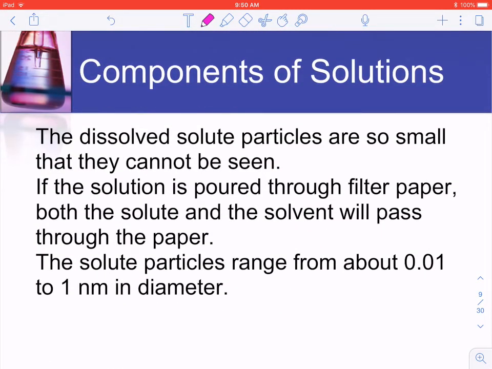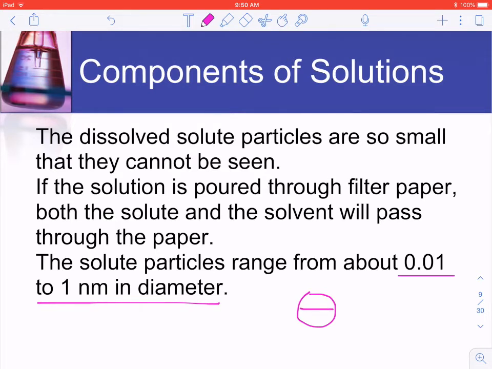One of the ways that we're going to distinguish between solutions, colloids, and suspensions is by their particle size. So you'll notice for solutions, the particles range from about 0.1 to 1 nanometer in terms of their diameter. So remember, diameter, if we're looking at the particle, is the distance across that particle.